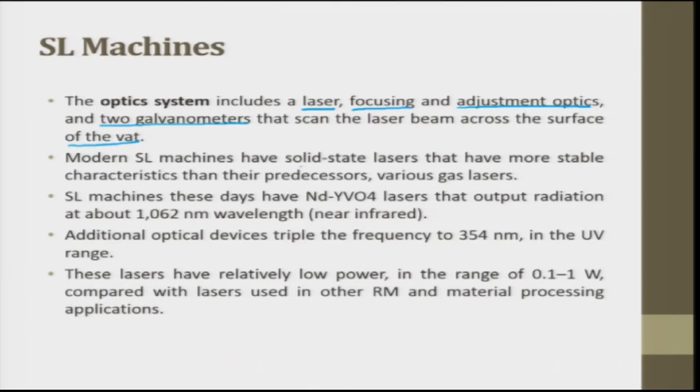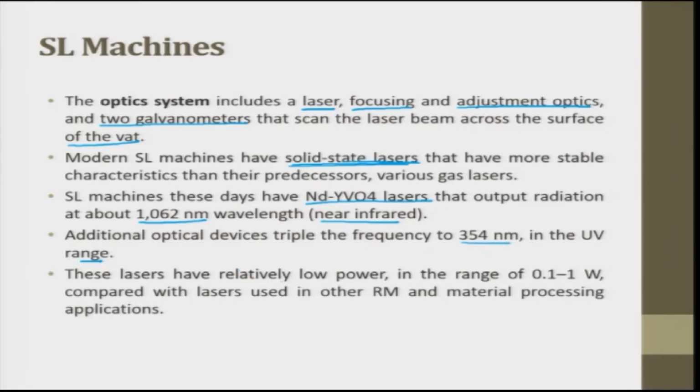Modern SL machines have solid state lasers that have more stable characteristics than their predecessors. Various gas lasers were there. So solid state lasers are more efficient. Today we use an Nd:YVO4 laser. Its output radiation is 1064 nanometers in the near infrared. Additional optic devices triple the frequency to 354 nanometers in the UV range. So we do the additional tripling. Doubling is there, tripling is there, it just divides. So you get to this.